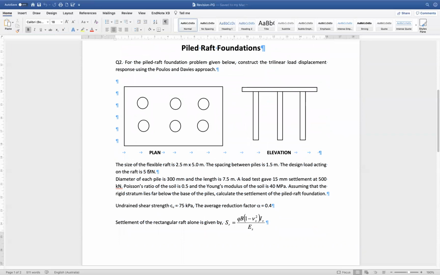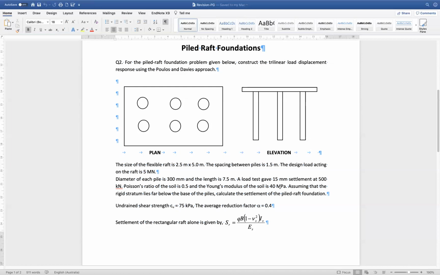The design load acting on the raft is 5 meganewton. This is the working load, 5 meganewton. The diameter of each pile is 300 millimeter, and the length of each pile is 7.5 meter. A load test gave 50 millimeter settlement at 500 kilonewton. That's for the standalone pile. Poisson's ratio of the soil is 0.5, and the Young's modulus of the soil is 40 megapascal. That's for the soil itself.